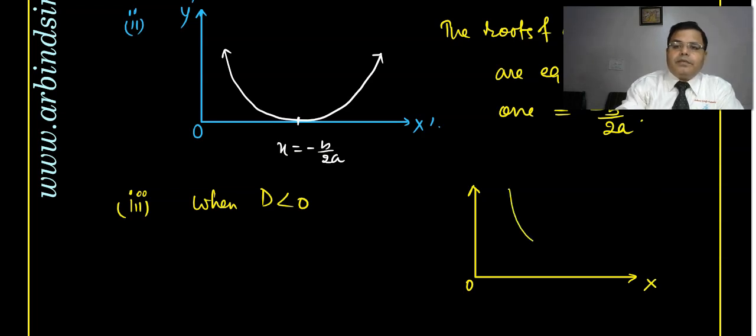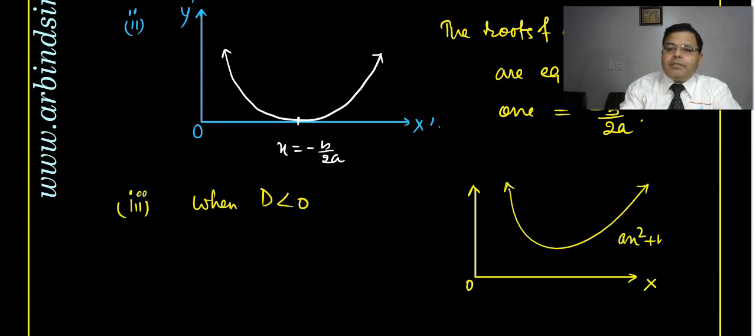Let me draw first. This will be a graph. That is a graph of this function, and it will neither touch the x-axis. This is the graph of ax square plus bx plus c, and that is equal to y. So y cannot be equal to 0 under any case. The value of y is 0 on the x-axis only. So it will neither touch the x-axis, and therefore there is no reality.